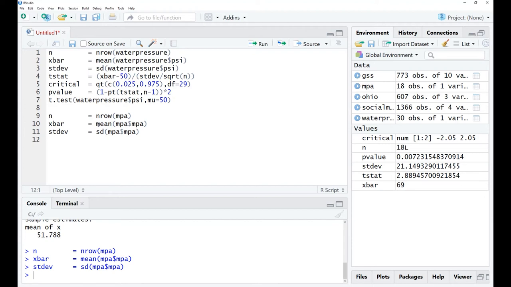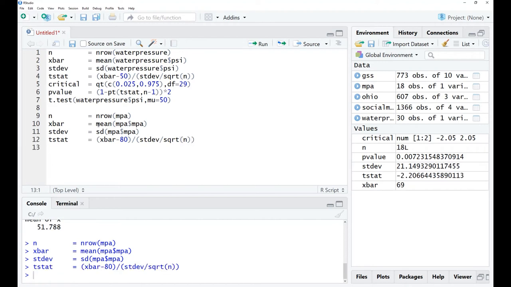Okay. Now, the test statistic, we said that we are going to take the mean, x bar, minus the hypothesized value, divided by the standard deviation, divided by the square root of the sample size. And we get the test statistic of negative 2.206.